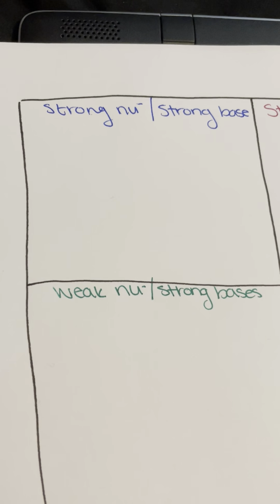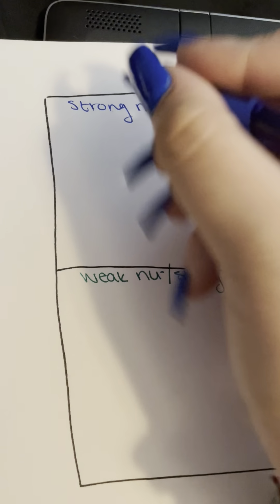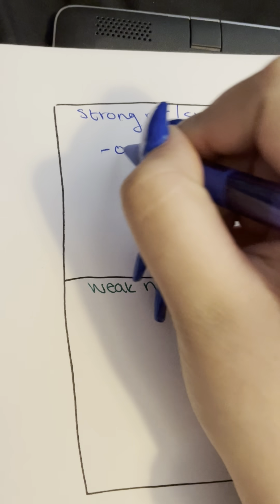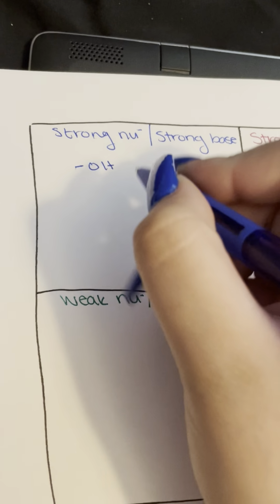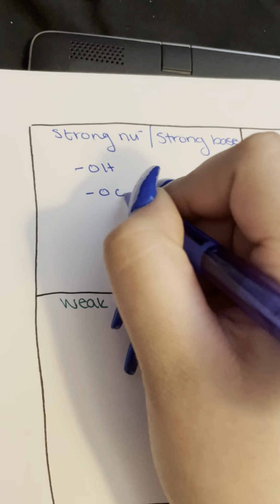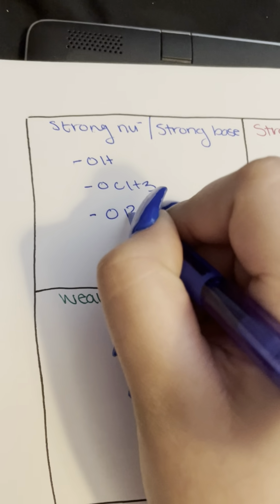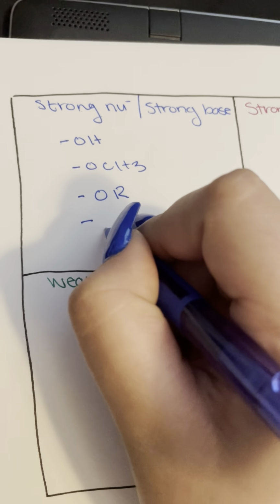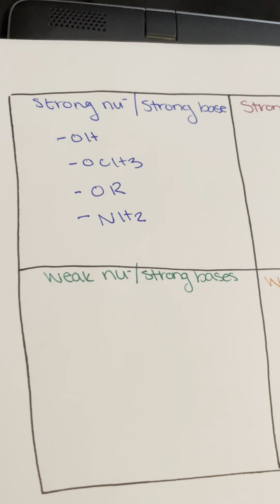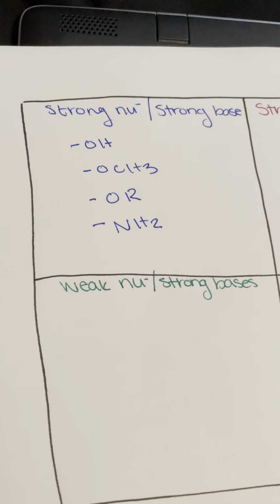An example of this would, of course, be, if I can click the pen, OH. And another example could be OCH3, or basically anything attached to an oxygen, and NH2. These are good examples of a strong nucleophile and strong base.